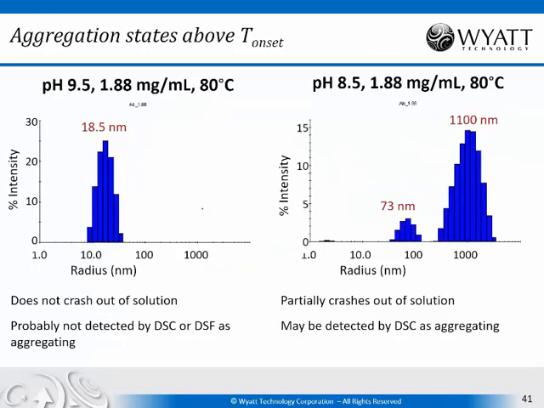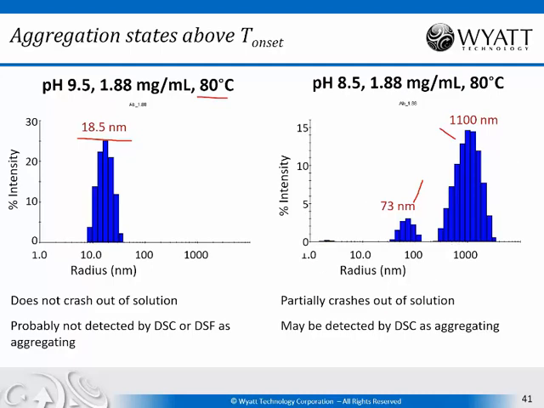Additional information we can get from dynamic light scattering is what type of aggregates form. So if you look at, say, 80 degrees C, where we do have the different aggregation, we find that pH 9.5 gives us a nice small aggregate peak around 18.5 nanometers with no significantly large aggregates, whereas pH 8.5 has one mode focused around 73 nanometers and another mode which is centered around 1100 nanometers, essentially precipitation or close to precipitation of some very large aggregates.